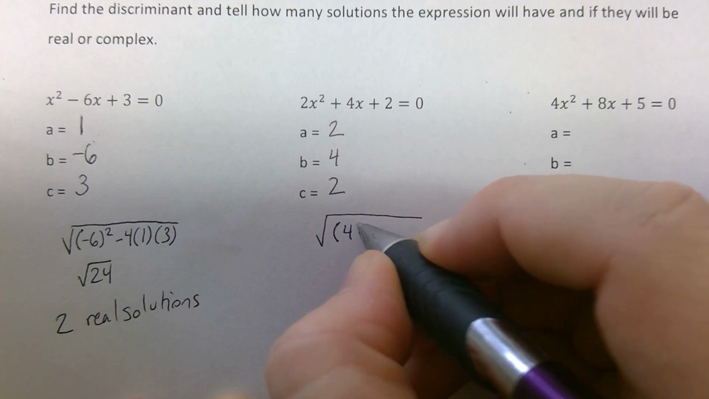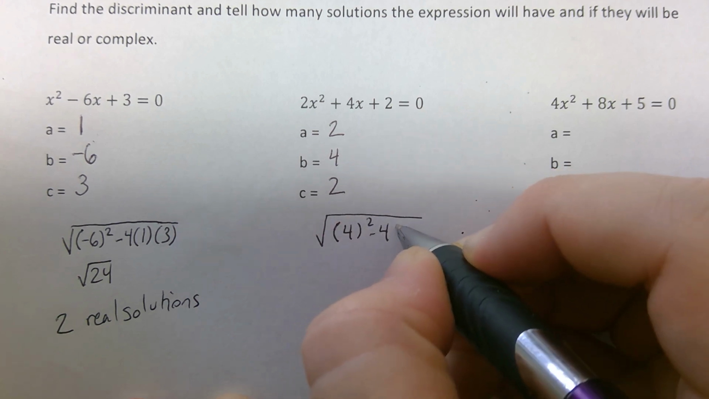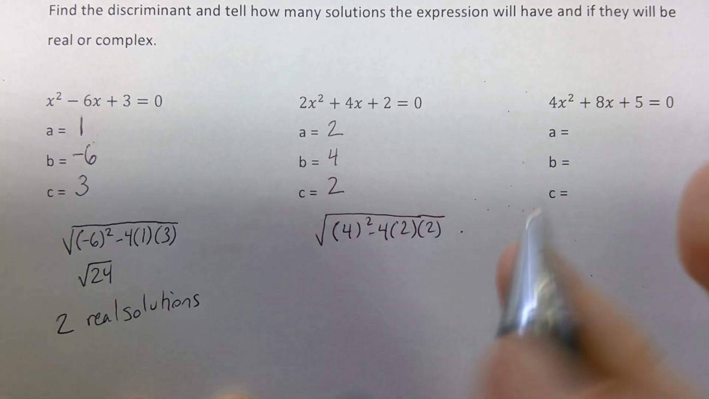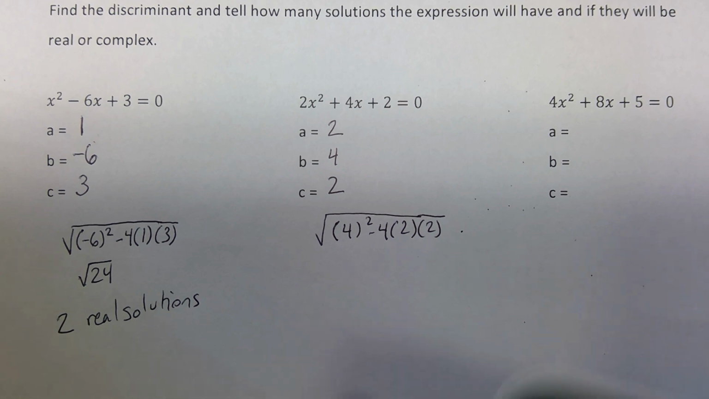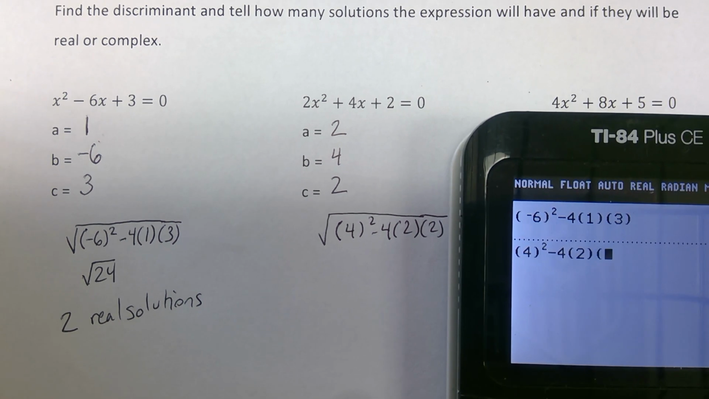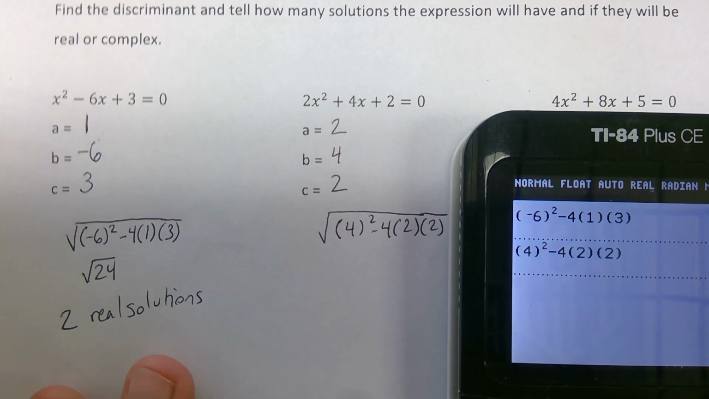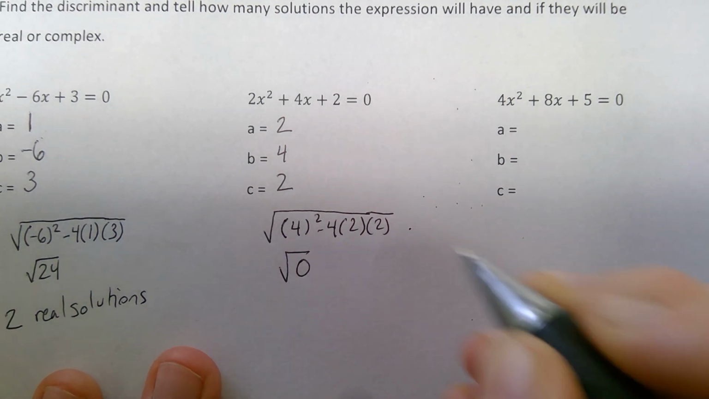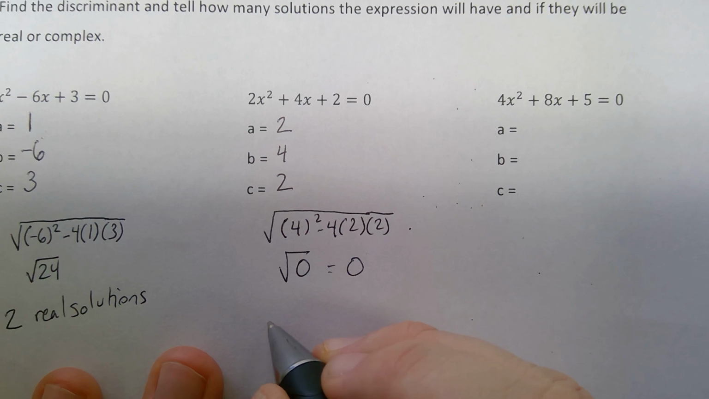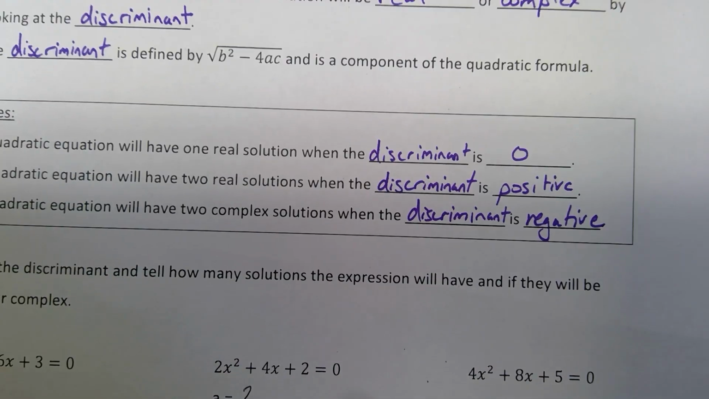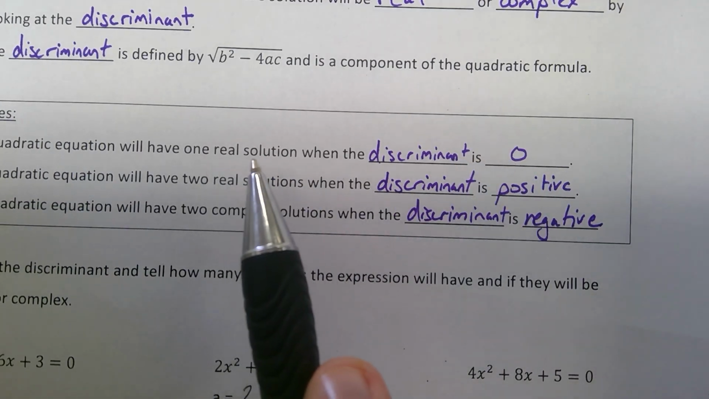So we have b squared minus 4 times a, which is 2, times c, which is 2. Okay, I'm going to pop that in my calculator here, including my parentheses. Minus 4 times 2 times 2. Let's see what we get. Oh, we got 0. So I got the square root of 0, which is 0. So I'm going to have 1 real solution, because our table says if the discriminant is 0, 1 real solution.